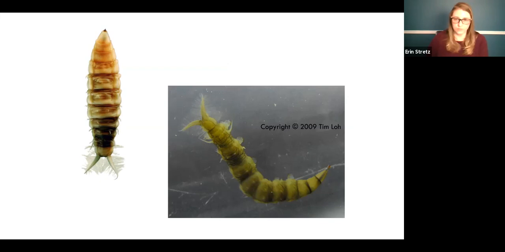More images of the water snipe. Sometimes that V shape can have hairs along the end of it as well. So that's another thing to look for.